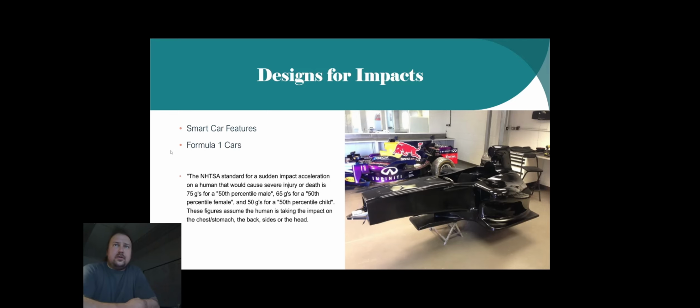Cars are designed for impact. Being that you see these in your everyday life, I'll throw a couple of these things out there. Smart car features specialized chassis that have protection for the individuals inside. They're built up with a cage-like design, and it's a safety feature for you, right? It's to keep the occupants safe.